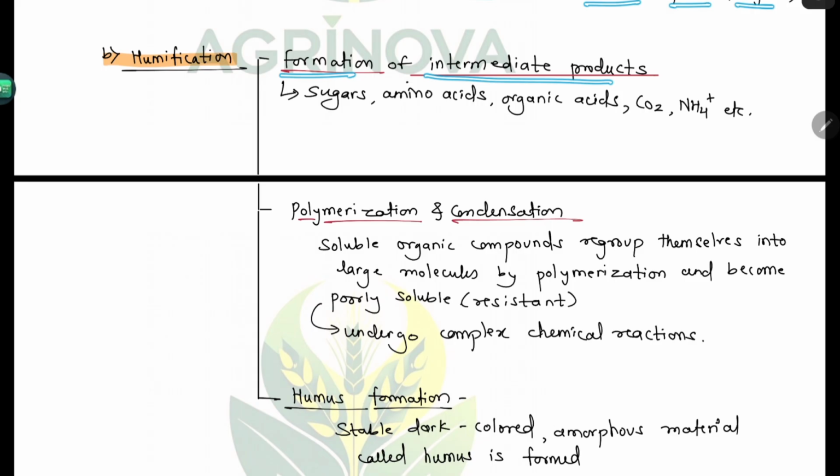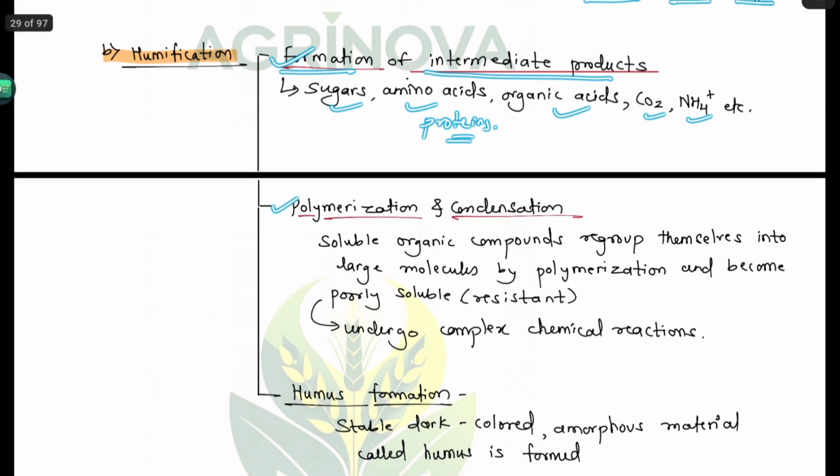So basically what are the intermediate products? They are the sugars, amino acids formed through proteins, the organic acids, CO2, NH4, that is ammonia or ammonium ion. First it is the formation of the intermediate products. So the intermediate products are formed, and after that polymerization and condensation.